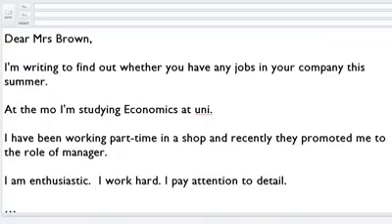Dear Mrs. Brown, I'm writing to find out whether you have any jobs in your company this summer. At the mo, I'm studying economics at uni. I've been working part-time in a shop and recently they promoted me to the role of manager. I'm enthusiastic, I work hard, I pay attention to detail.